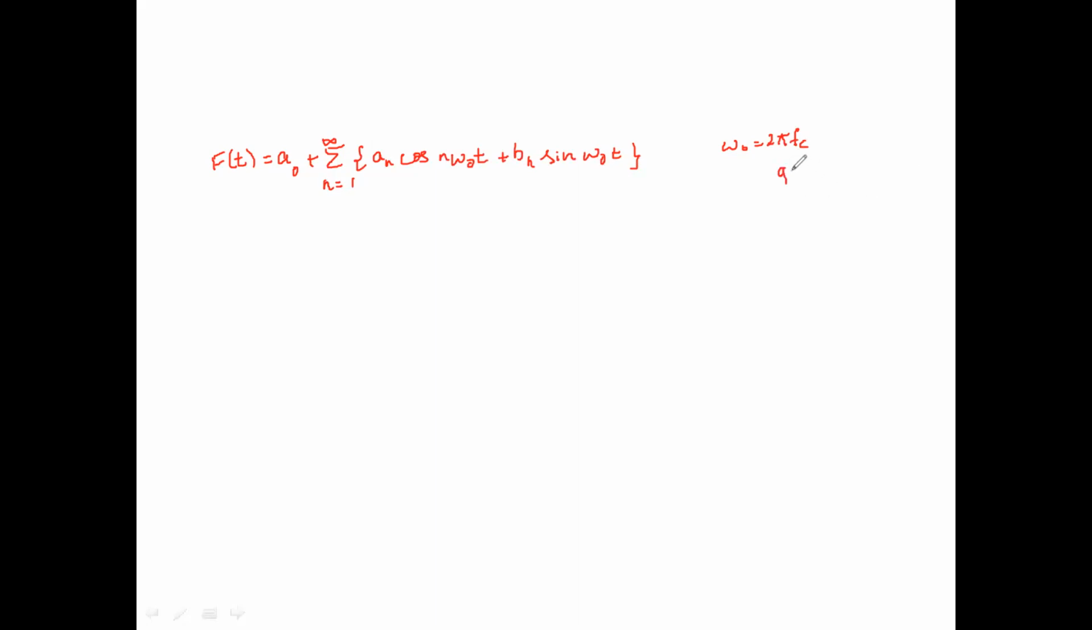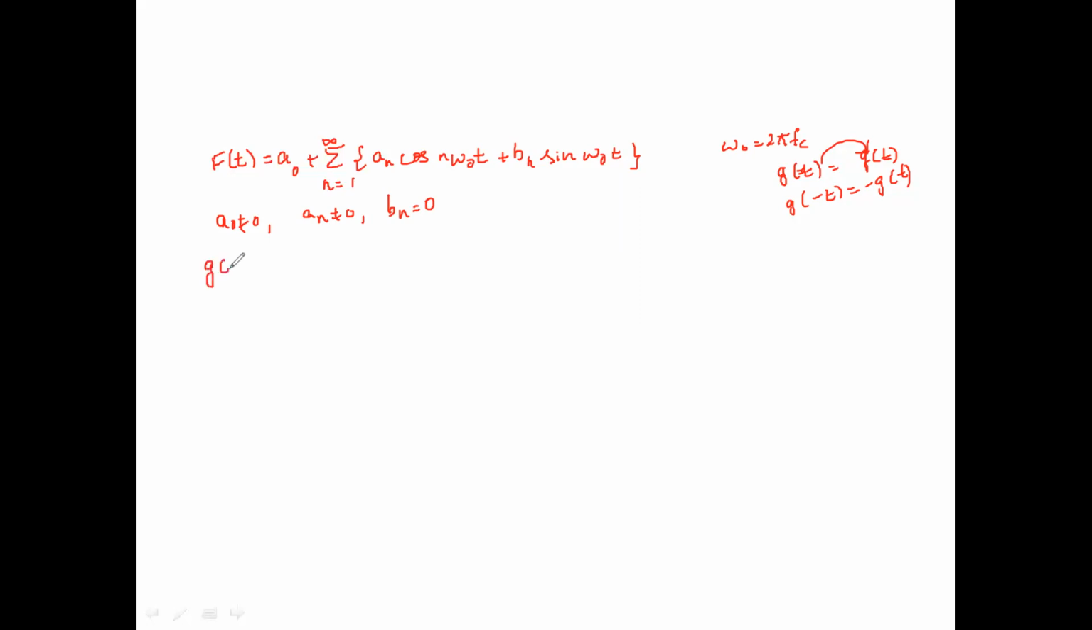So even function means what? g of minus t is equal to g of t. This you call as an even function. If it is an odd function, g of minus t is equal to minus g of t. So if you take g of minus t, you will get the same thing. So I can tell that g of t is an even function. So for an even function, a naught will not be equal to 0, an also will not be equal to 0, but bn is equal to 0 for an even function.